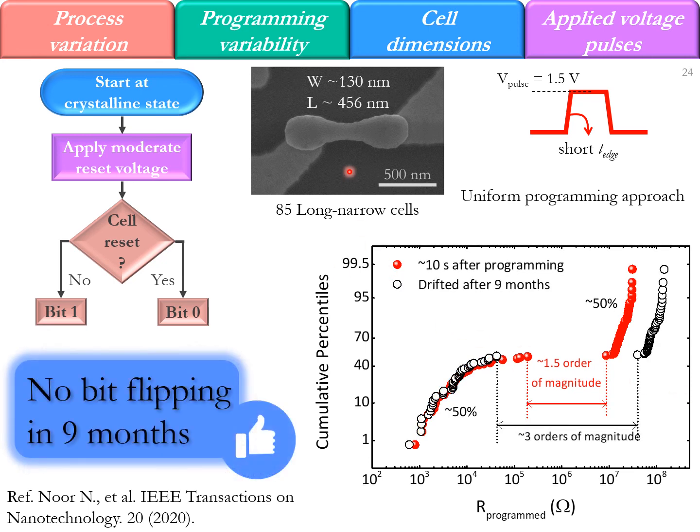We measured these 85 long narrow cells after 9 months, and we noticed that the high resistance state cells are shifted to even higher resistances because of the resistance drift of the amorphous state. And we also noticed that the low resistance state cells are shifted to even lower resistance values because of the crystallizations of these intermediate or mixed cell states. So after 9 months, our separation between the high and low resistance states is almost 3 orders of magnitude, which is almost double the separation that we had right after the programming of these cells. So this is great that we observed no bit flipping at all for these 85 long narrow cells, and that also ensures the reliability over aging for our binary PUF design.